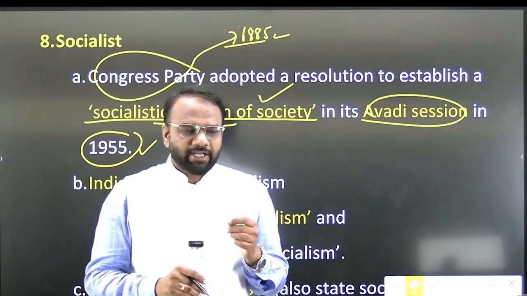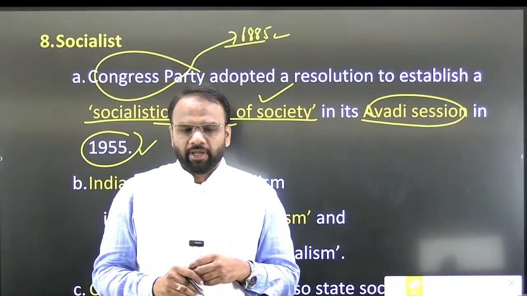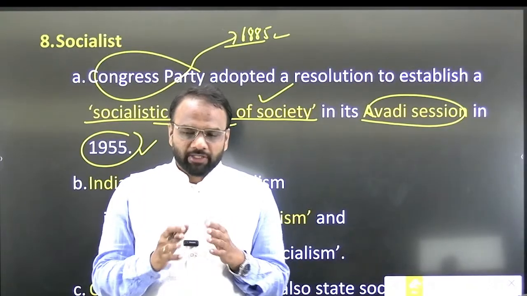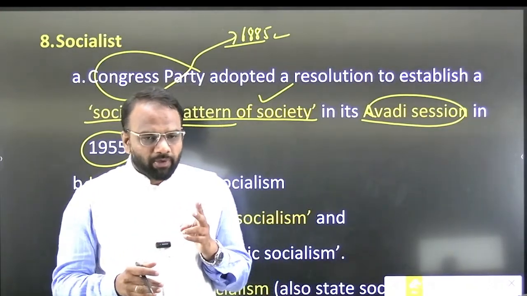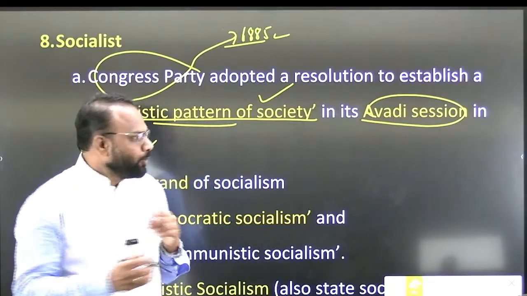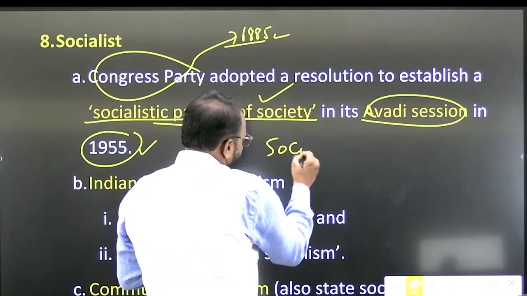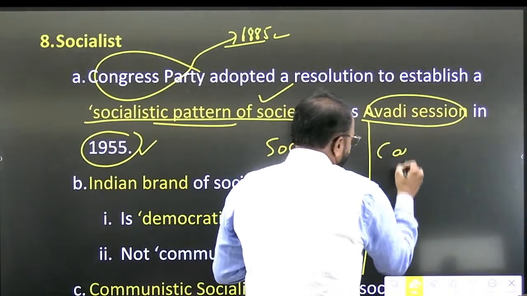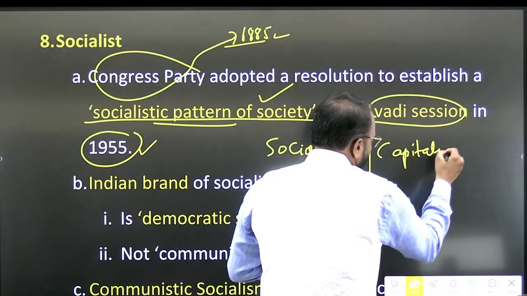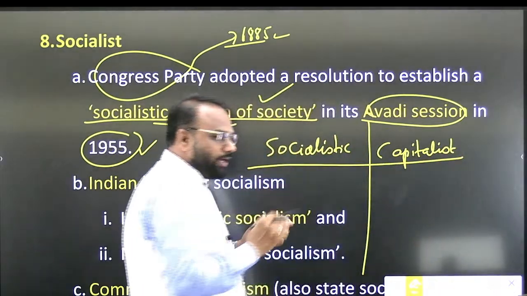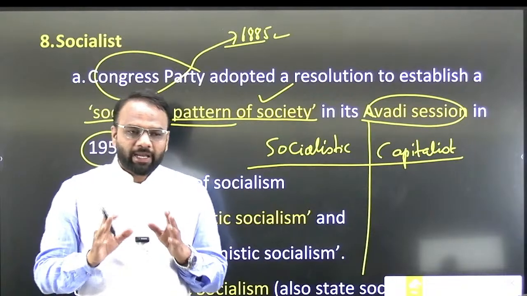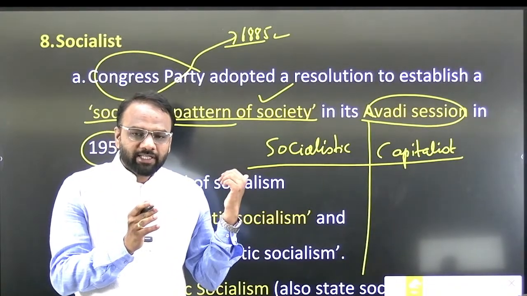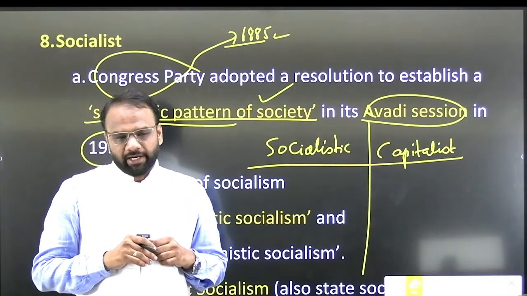Now first we need to understand what is socialism. Okay, we will not go into detailed aspects. We will just learn at the superficial level. So when it comes to patterns, there are two patterns. One is socialistic, another one is capitalist. We will not go into the detailed aspects of socialist and capitalist. Now we will just discuss at the superficial level, so that in this topic we will gain clarity.